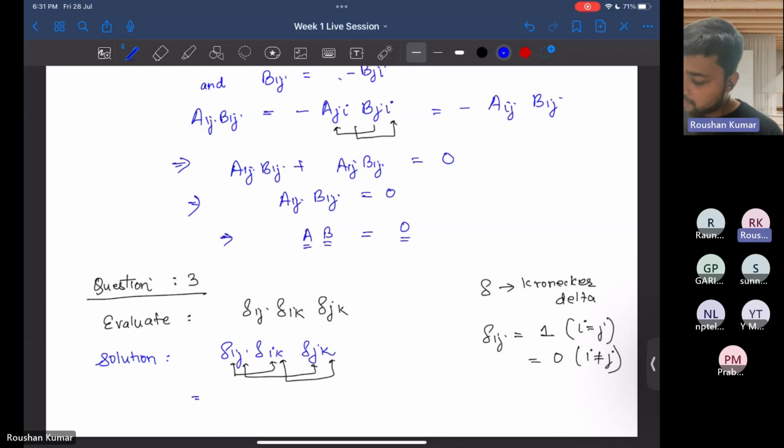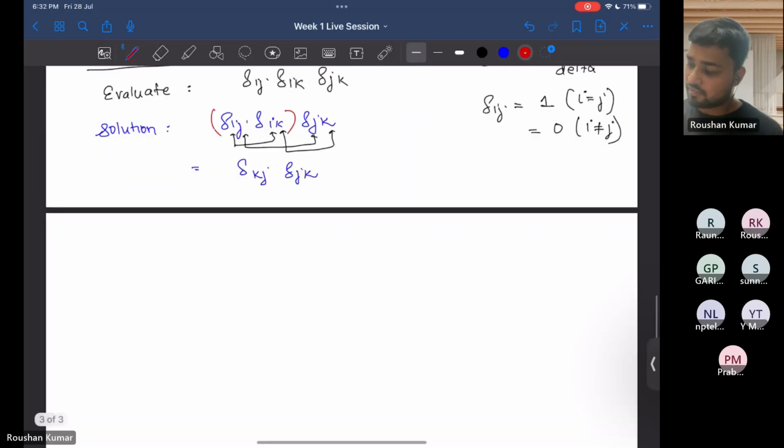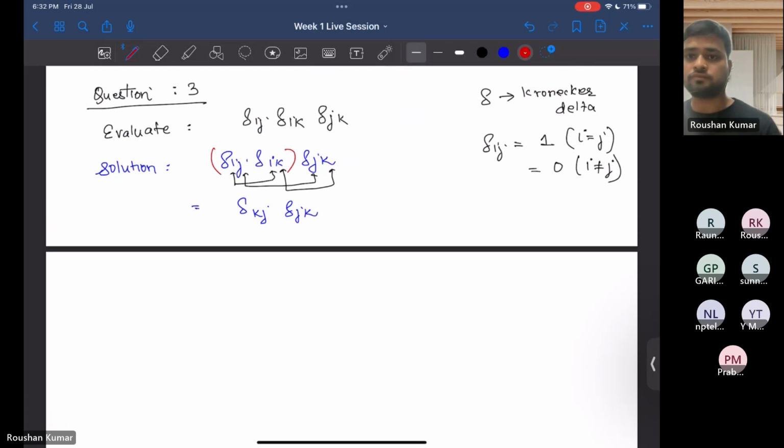as here del ij is repeating with del ik, so k is replaced with k. That means it becomes del kj, del jk. So first we are evaluating this one. Then also you can see that k is also repeating twice, and j is also repeating twice. So we can replace k with j or j with k.